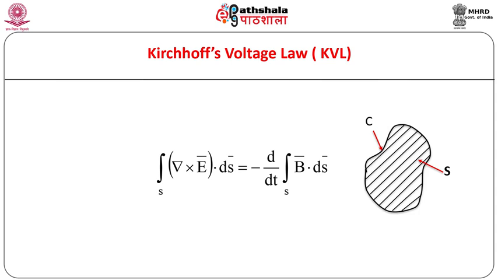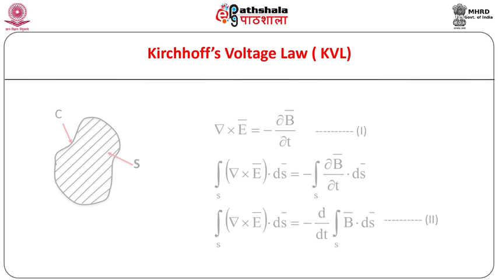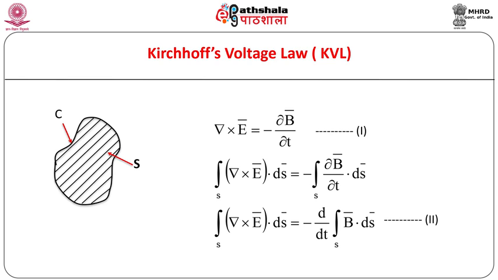The connecting wires are assumed to be filamentary and perfect conductors of negligible cross section. By applying Stokes' theorem to left hand side of the equation, we can convert surface integral of electric field to line integral over the closed contour C as shown.